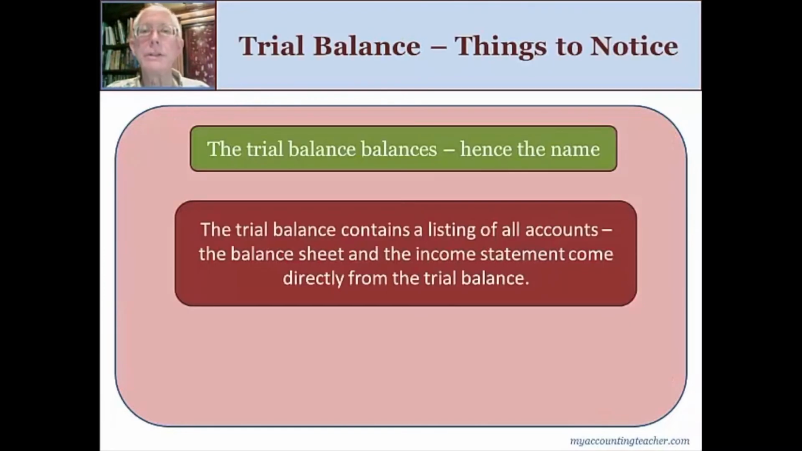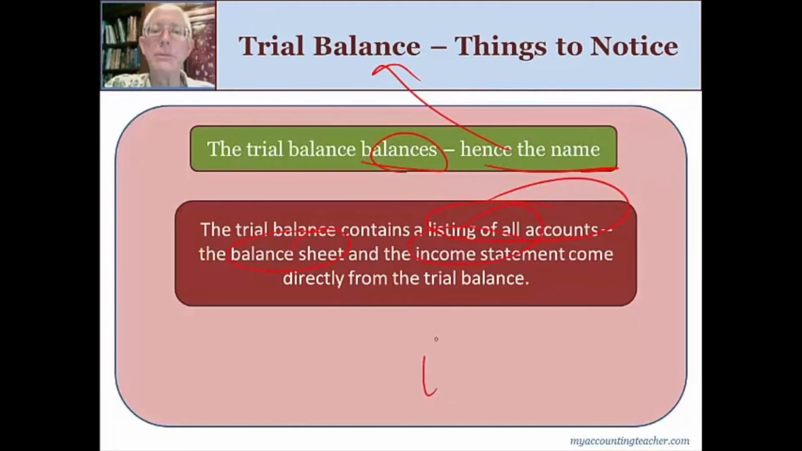Now, a couple things to notice about that trial balance. It balances, hence the name. Trial balance balances, debits equal credits. And the trial balance contains a listing of all those accounts that are going to go into the balance sheet and the income statement. They come directly from the trial balance. From the trial balance, you can make a balance sheet and an income statement. And that's pretty exciting.